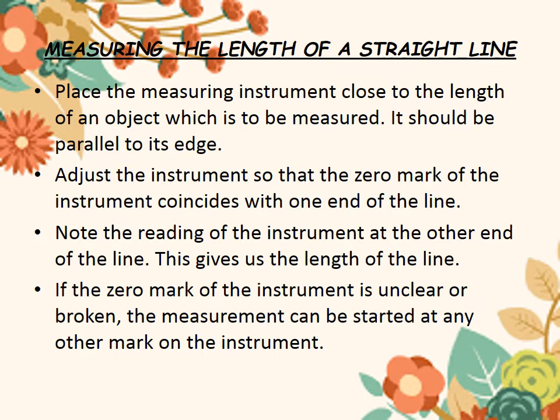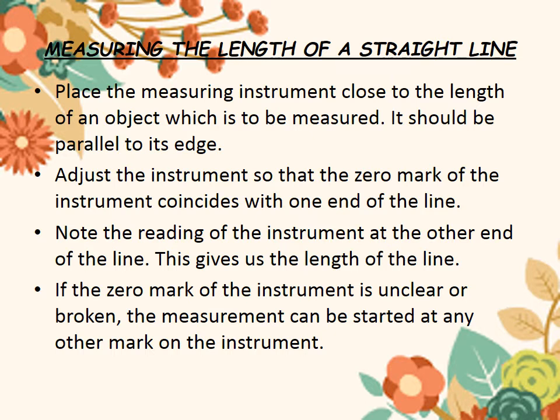Measuring the length of a straight line. To measure the length of a straight line, follow the steps given below. Place the measuring instrument close to the length of an object which is to be measured. It should be parallel to its edge. Adjust the instrument so that the zero mark of the instrument coincides with one end of the length. Note the reading of the instrument at the other end of the line. This gives us the length of the line.